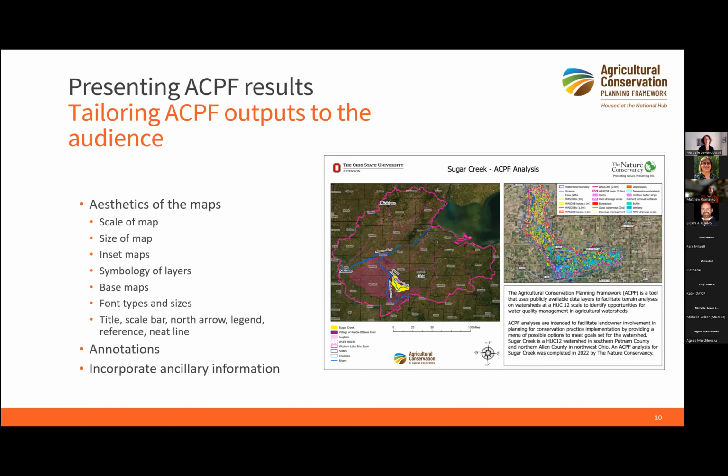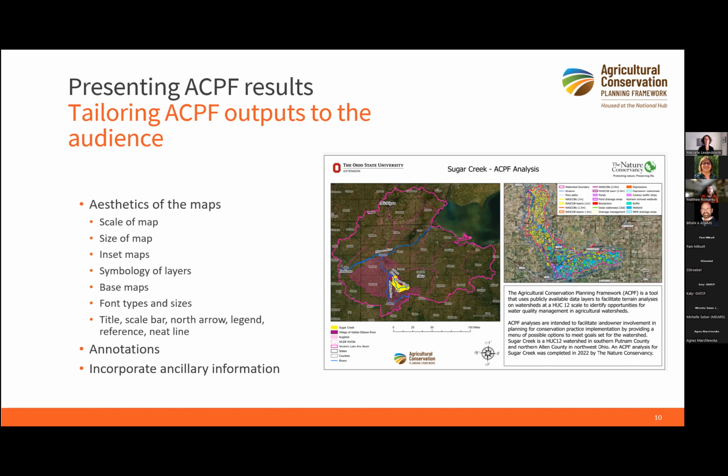And then you can annotate any of these maps. Once you have your finished product, or your finished results in a map, and you want to use those for some kind of planning process, it might be helpful to go over your maps and annotate them, actually circling practices that might be feasible for a certain landowner or something like that. So annotations can be made on these maps.